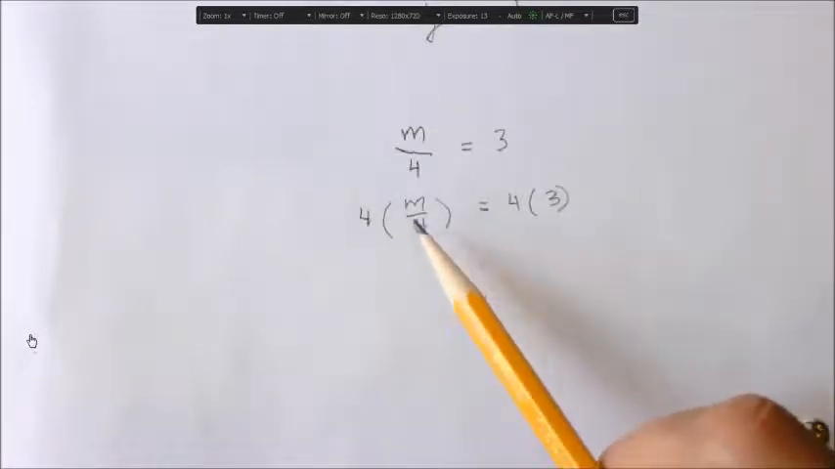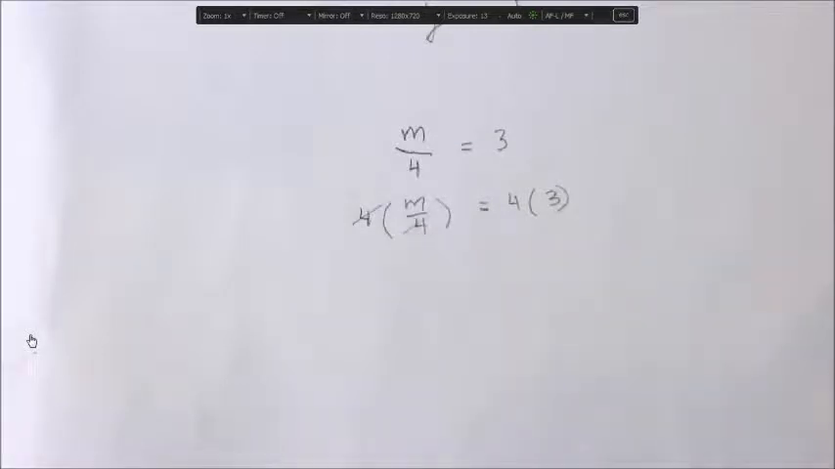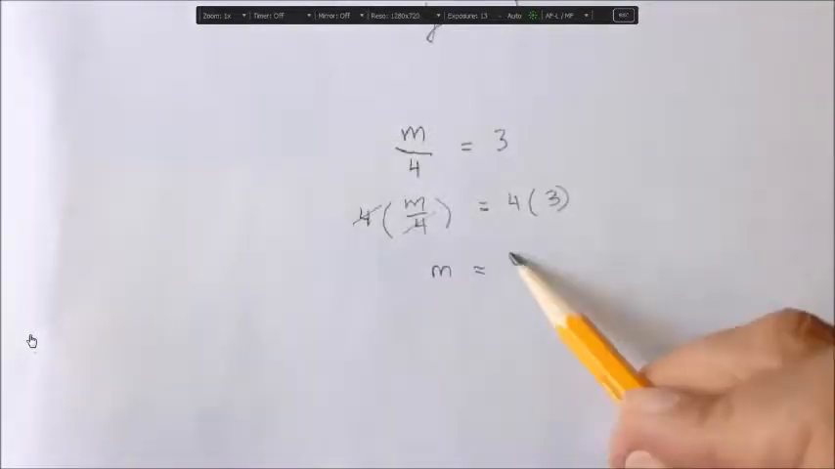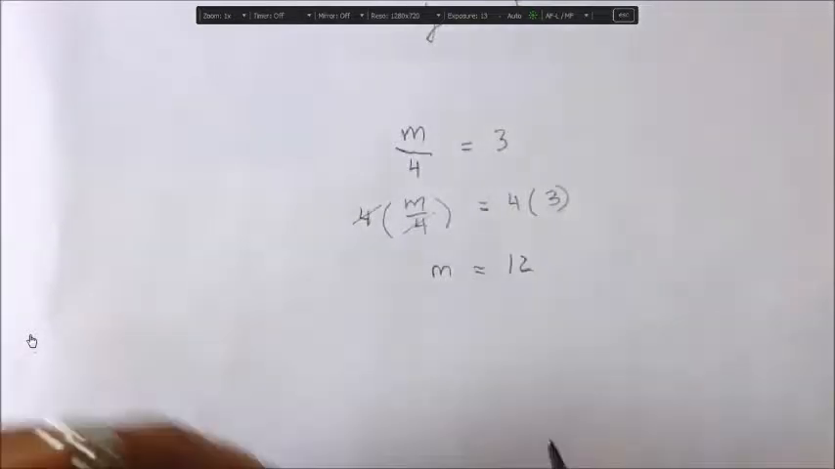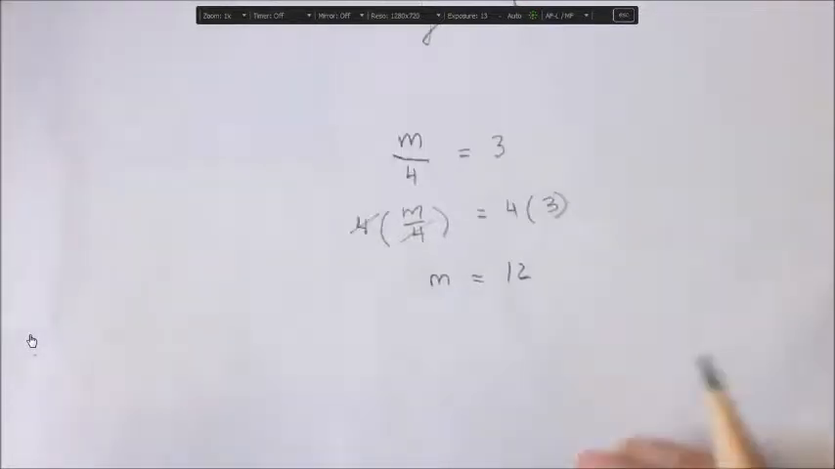Now on the left side, multiplying by 4 and dividing by 4 really brings you back to the original. Those two operations cancel each other out. They're opposites. And you're left with m, and 4 times 3 is 12. So that's another example of a one-step equation with fractions. Let's do a two-step equation.